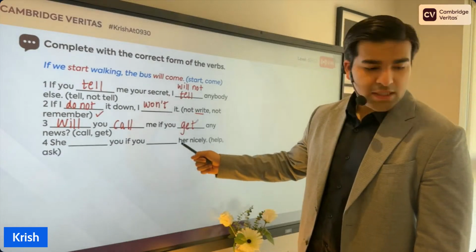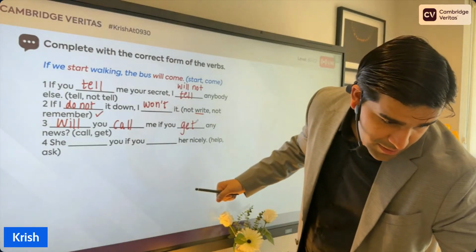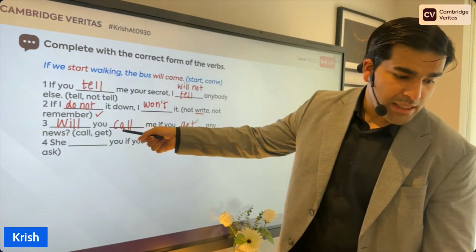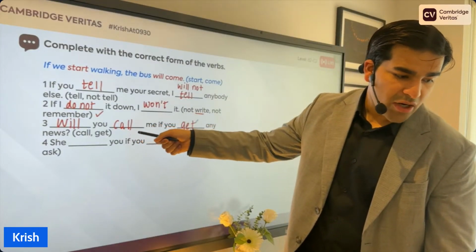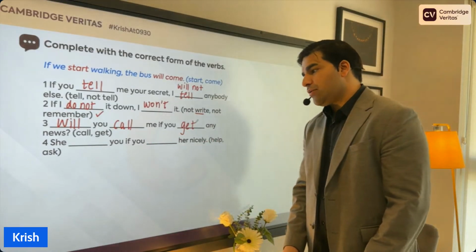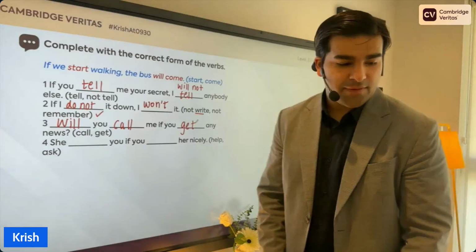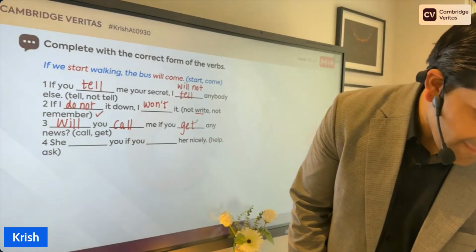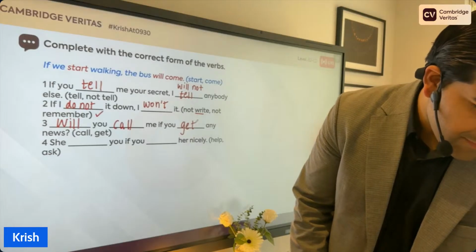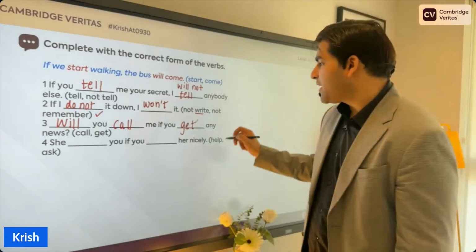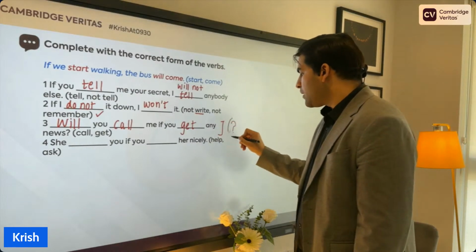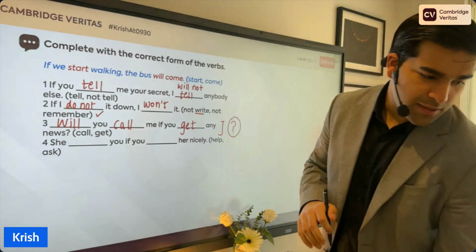Number four. It's a question mark, no? It's an interrogative sentence. Number three. Number four. She dash you if you dash her nicely. I know if you felt a little bit confused here, it's okay. It was a question mark. I repeat, it was a question mark.